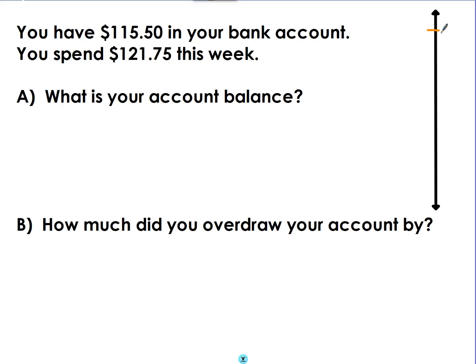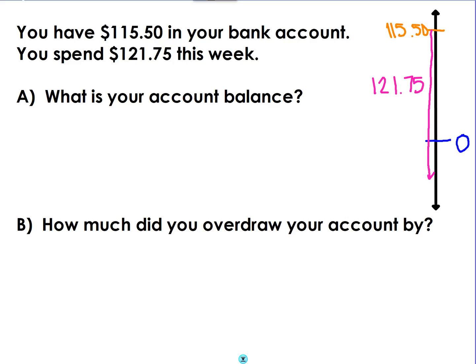You have $115.50 in your bank account. But then you end up using money. And so the one thing I'm going to put here is if you had zero money in your bank account, that's where the zero would be. In this case, though, you end up using money and you use up a total of $121.75, which is that pink line.